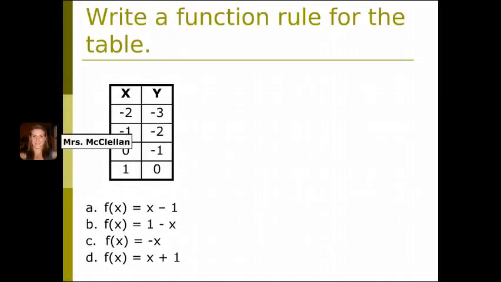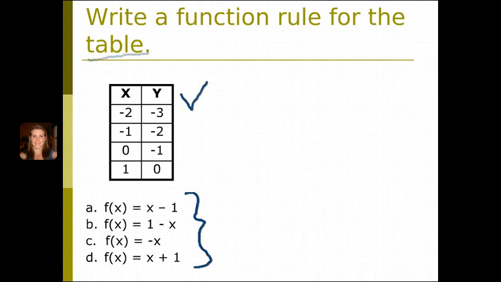Write a function rule for the table. Again, this is plug and chug because of our keyword table. However, table is not always going to be a keyword. In order for it to work for plug and chug, you must have a table and equations so you can plug values into the equations. So we'll just start with A. Remember that f of x is another way to state y. Therefore, we're going to plug our x values into the equations that we're given and see if it equals our y values.